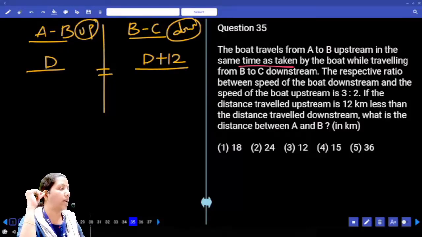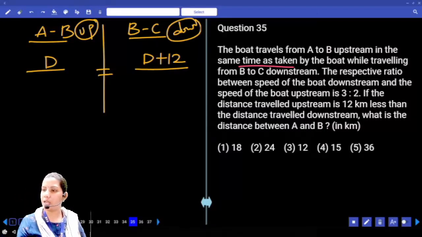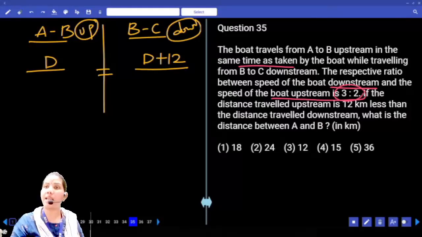Upstream speed formula? Downstream speed formula? M plus. Okay, look once. The respective ratio between speed of boat downstream and the speed of boat upstream is equal to how much directly?